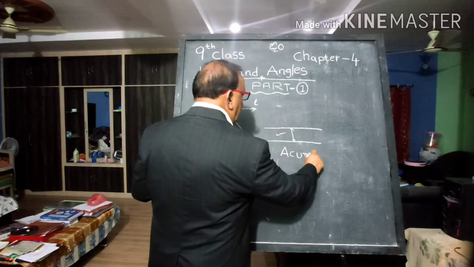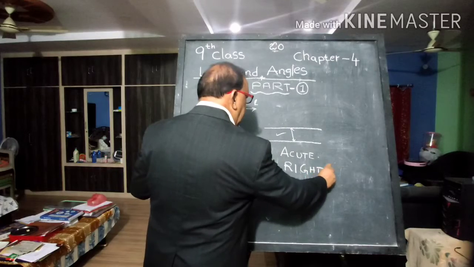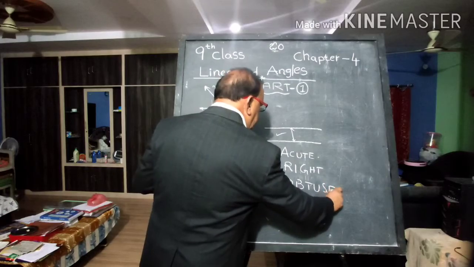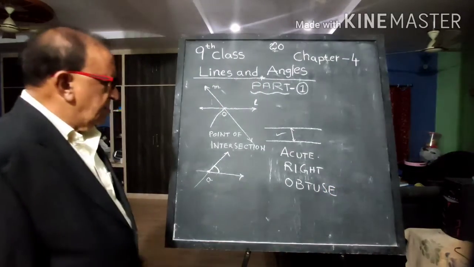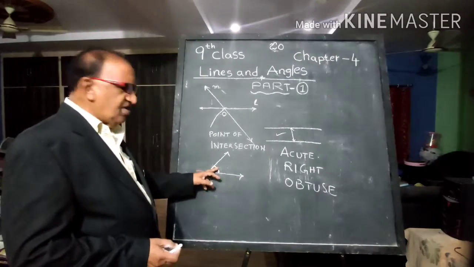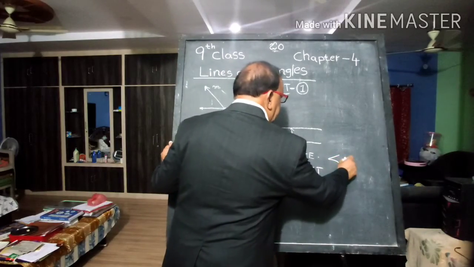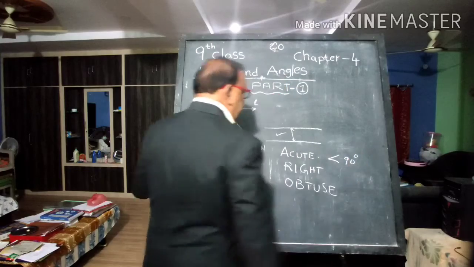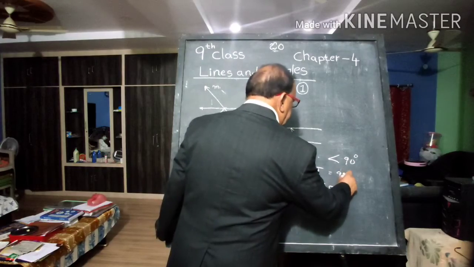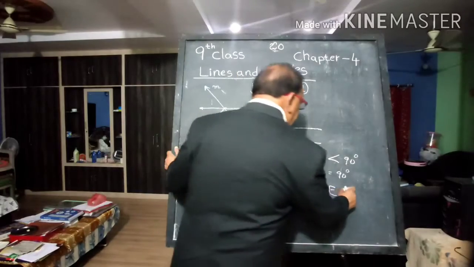This angle can have different names. It can be an acute angle, a right angle, or an obtuse angle. We have some other names also, which we will talk about later on. In the case of the acute angle, the angle formed is less than 90 degrees. In the case of the right angle, the angle is equal to 90 degrees. So what is an obtuse angle? It should be greater than 90 degrees.